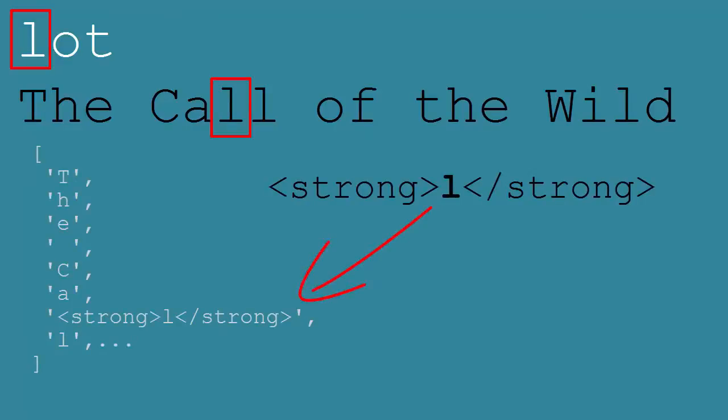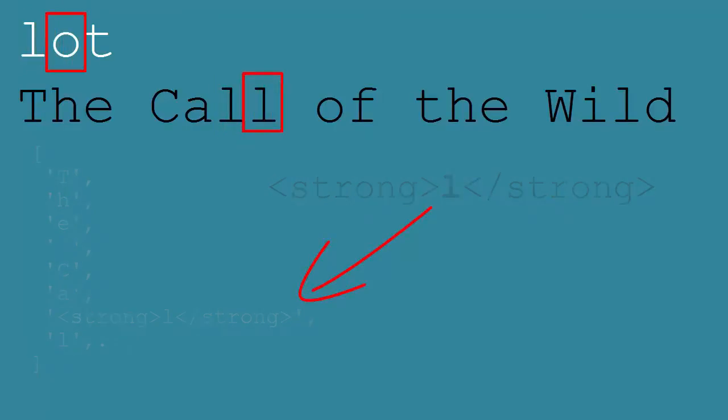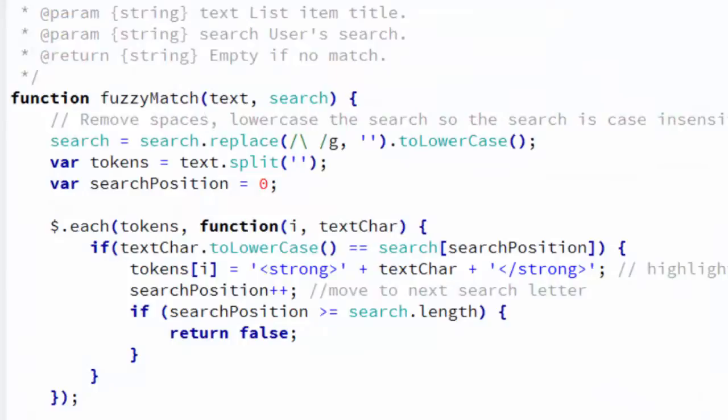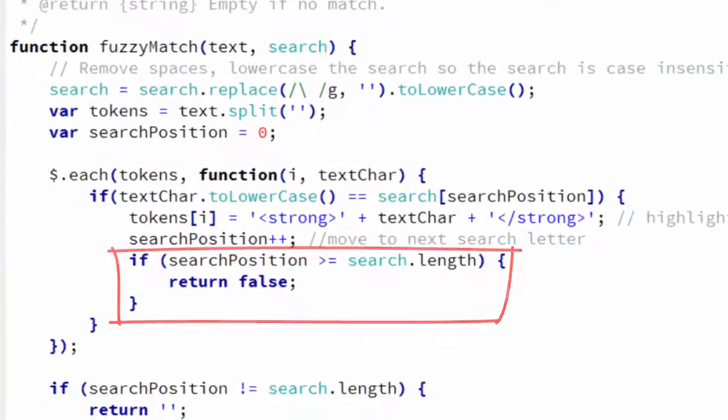For example, if the user entered LOT in the search box and we're comparing that to The Call of the Wild, the first iteration we compare L to T, both lowercased. We don't get a match, so we compare L to H, still no match. So we keep going until we get to this L. There's a match. So we wrap that L in strong tags and assign it back to that position in the tokens array. We add 1 to search position, so now we'll be comparing the next L to O. Then we compare the space to O, and then this O to O, and find another match. Again, we wrap it in strong tags and assign it back to that position in the tokens array. We continue to do this until we have looked at all the search characters, at which point we return false to break out of the loop.